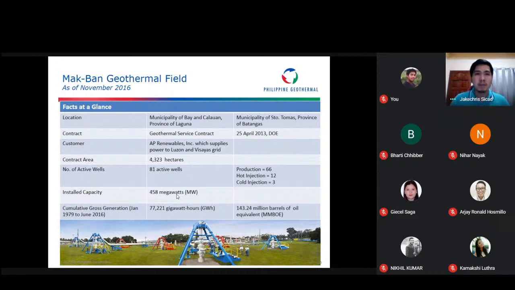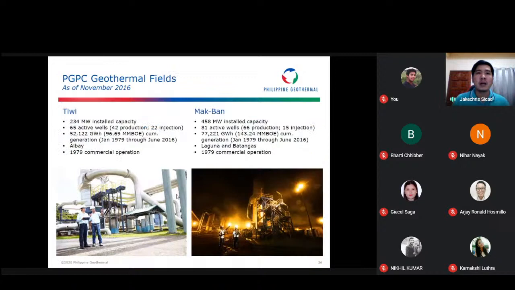So the PGPC geothermal fields, as I've discussed, are composed of Tiwi and Macban, and both of these started commercial operation as early as 1979. In terms of geothermal wells, Macban has a larger number of wells, while Tiwi has a lower number, around 65. And Macban is producing 458 megawatts, and half of that, around 234 megawatts, is supplied by the geothermal plant in Tiwi.